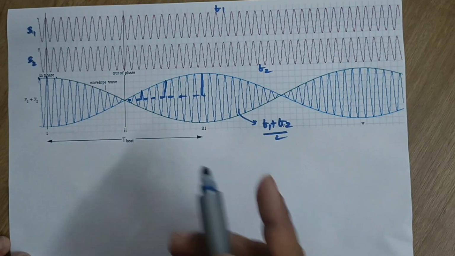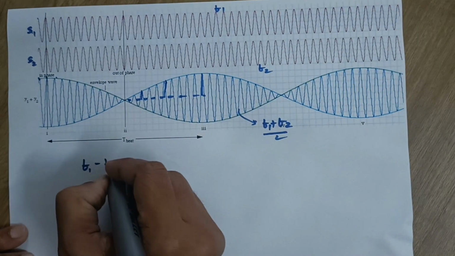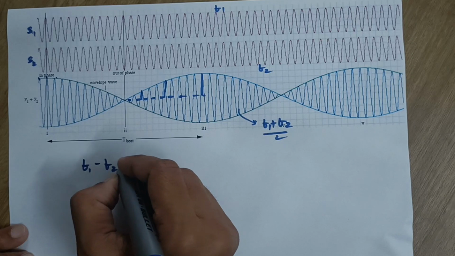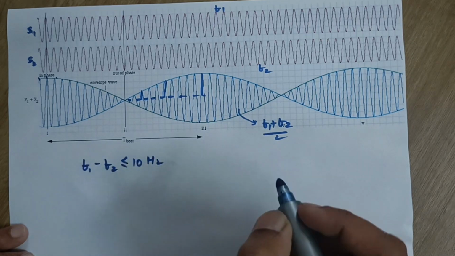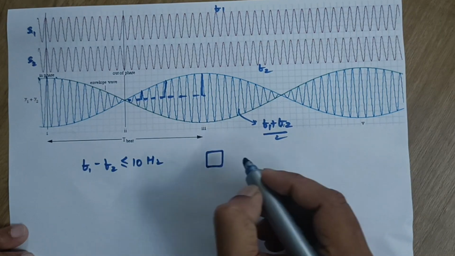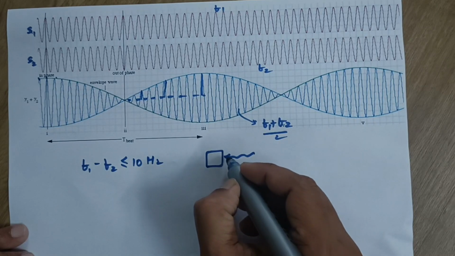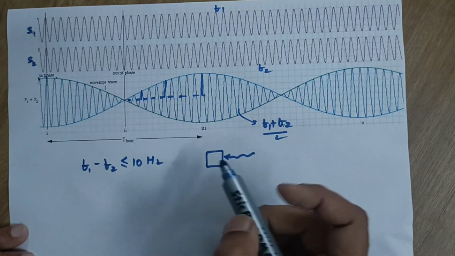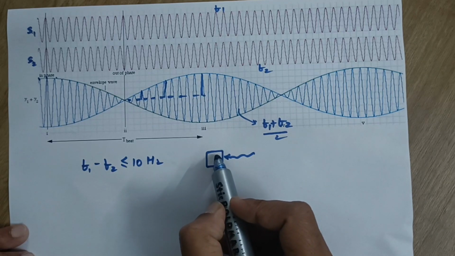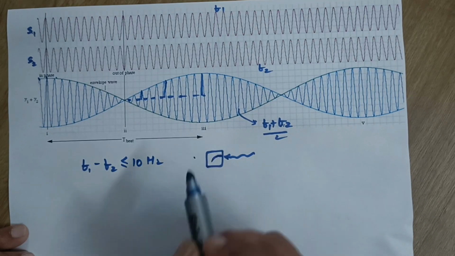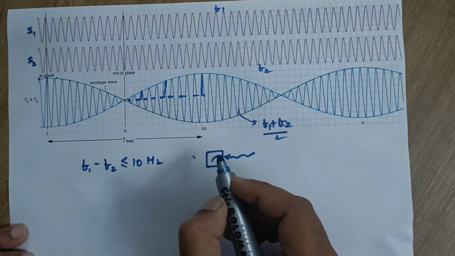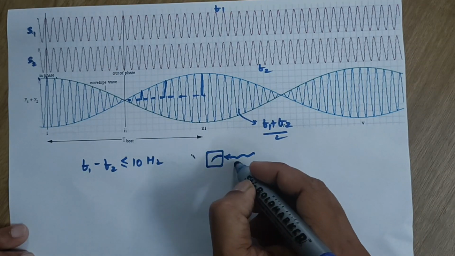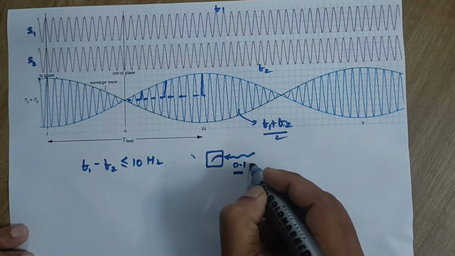Now I should explain why the beat frequency f1 minus f2 should be equal to or less than 10 hertz. That is due to the fact that if this is a human ear, and one sound wave enters your ear, it will hit your tympanic membrane, that is the eardrum. Then from there, electrical signals are produced. Then from the auditory nerves to the brain, that signal is actually processed. So it takes a certain amount of time, that is 0.1 second.